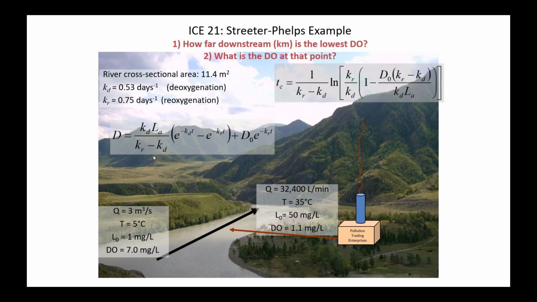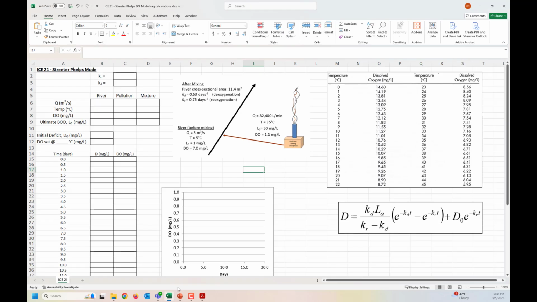What we're going to use is the Streeter-Phelps method to calculate the deficit in oxygen as a function of time. And once we know the deficit, then we can determine the dissolved oxygen. So let me show you what I've come up with so far in Excel, just kind of as a starting template file. So here's just a summary of the problem.